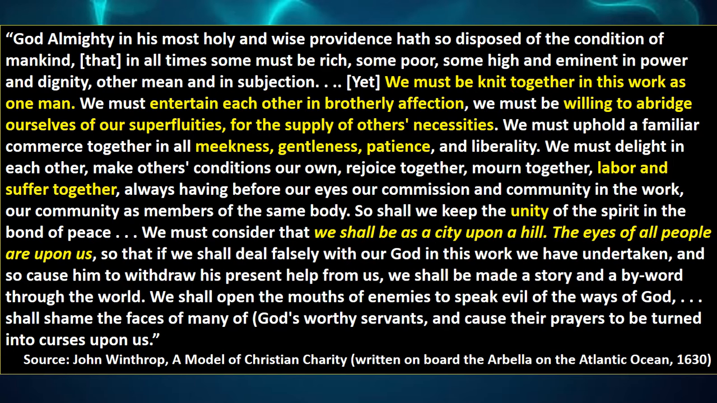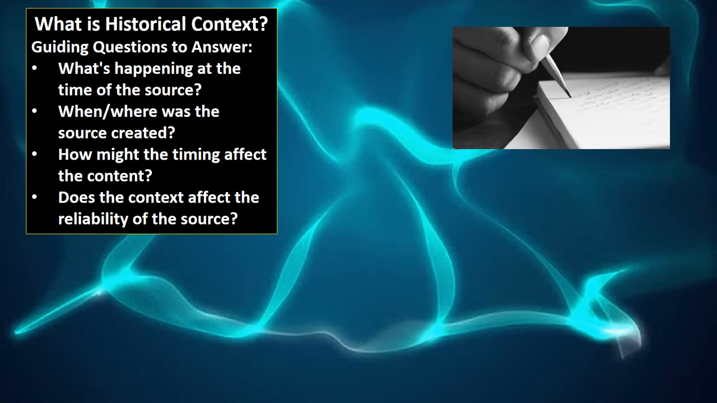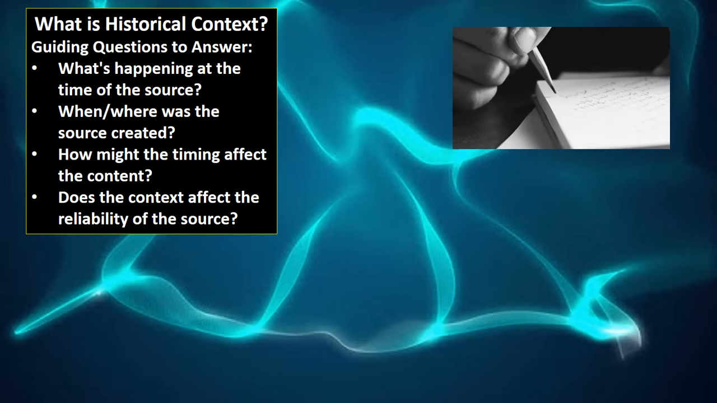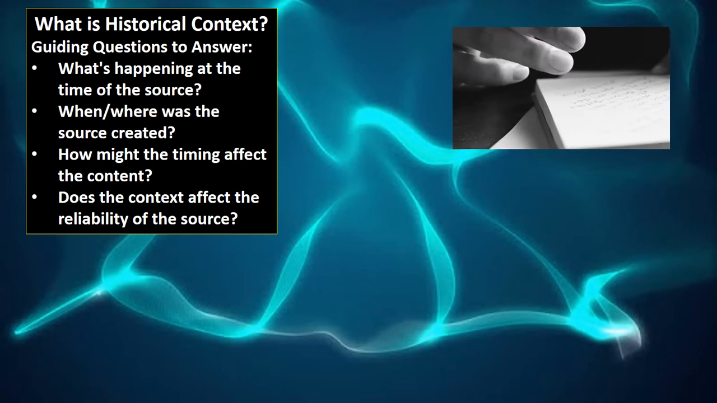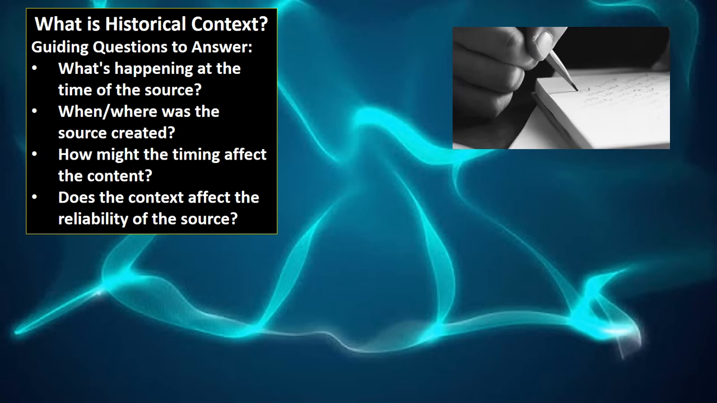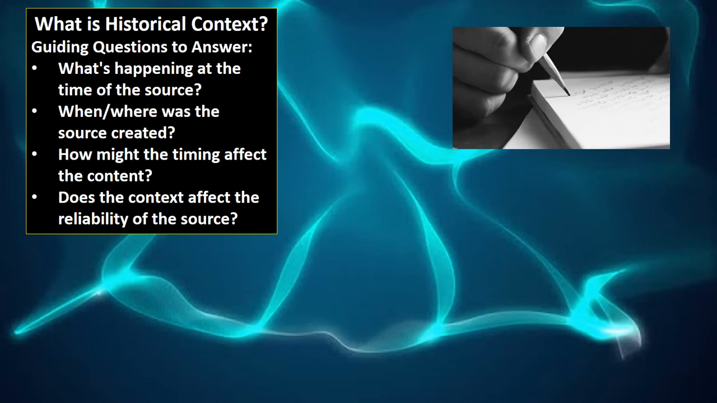So this would be a good idea just to pause the video. Read through the actual quote, but you can notice that what I've done in yellow is I've annotated. I urge my students to go in and annotate. I see the very famous line, "We shall be as a city upon a hill, the eyes of all people are upon us." So let's look at some examples of how to exactly HIPPO something of this nature when you get a quote for it. So what is historical context? Guiding questions to answer. What's happening at the time of the source? When and where was the source created? How might the timing affect the content? And does the context affect the reliability of the source?